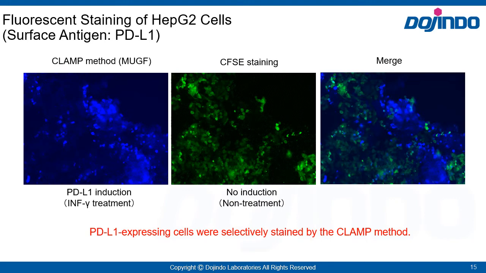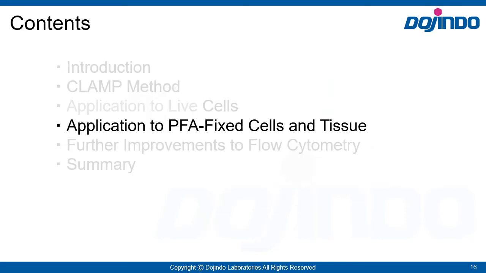The left fluorescence image illustrates which cells express PDL1 on their surfaces and have been stained by clamp as a consequence. The middle image shows us which cells have been stained by CFSE. On the right we have the merged image. As you can see, the stains are mutually exclusive in each cell, which shows that clamp has selectively stained only the PDL1 expressing cells. Next, we will present the results of clamp staining upon PFA-fixed cells and frozen tissue sections.